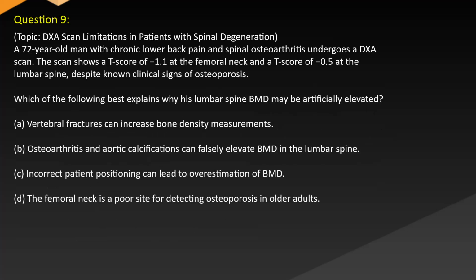Question 9. Topic: DXA scan limitations in patients with spinal degeneration. A 72-year-old man with chronic low back pain and spinal osteoarthritis undergoes a DXA scan. The scan shows a T-score of -1.1 at the femoral neck and T-score of -0.5 at the lumbar spine, despite known clinical signs of osteoporosis. Which of the following best explains why his lumbar spine BMD may be artificially elevated?